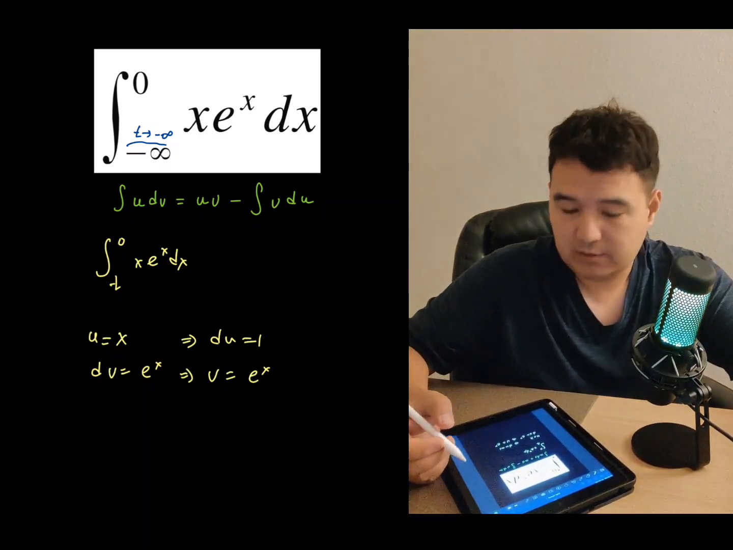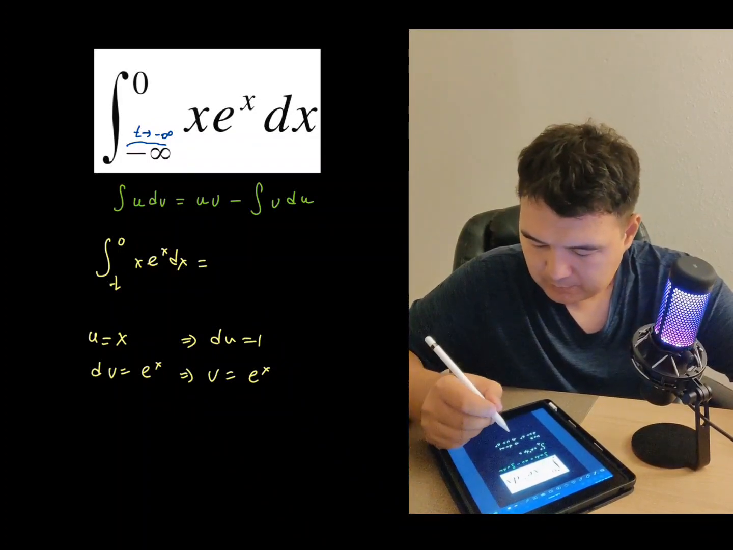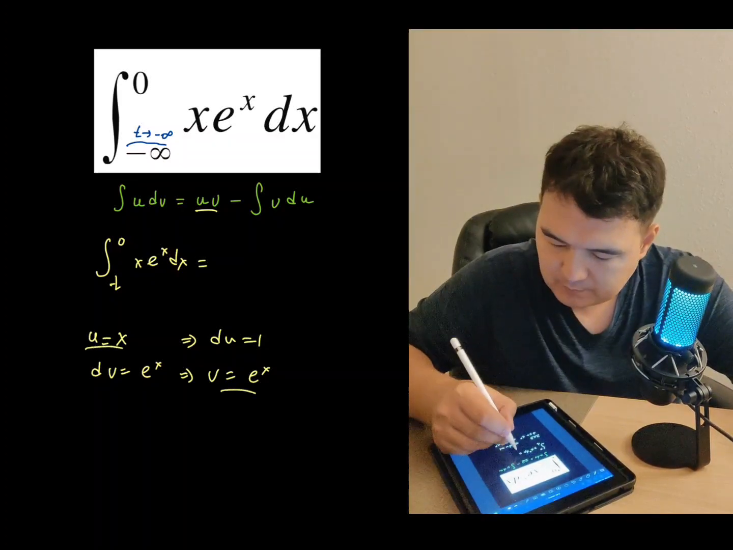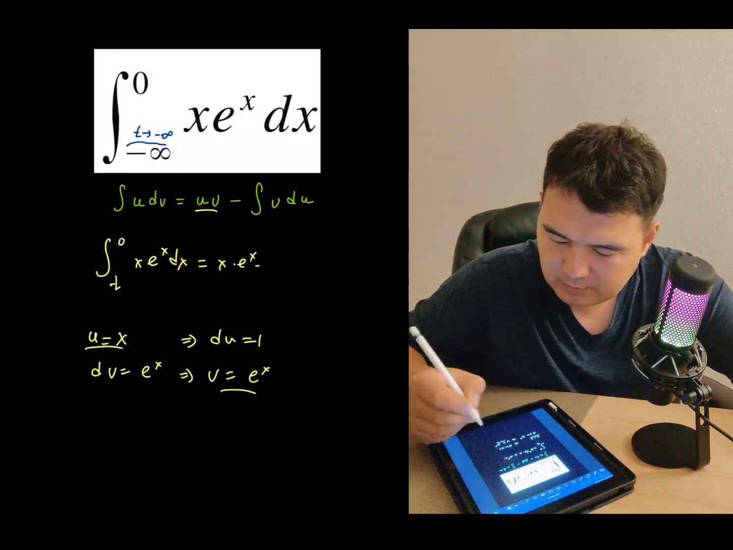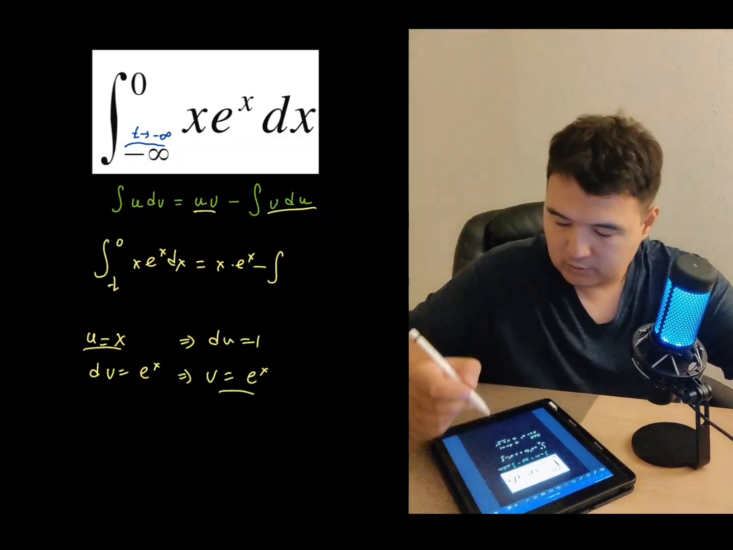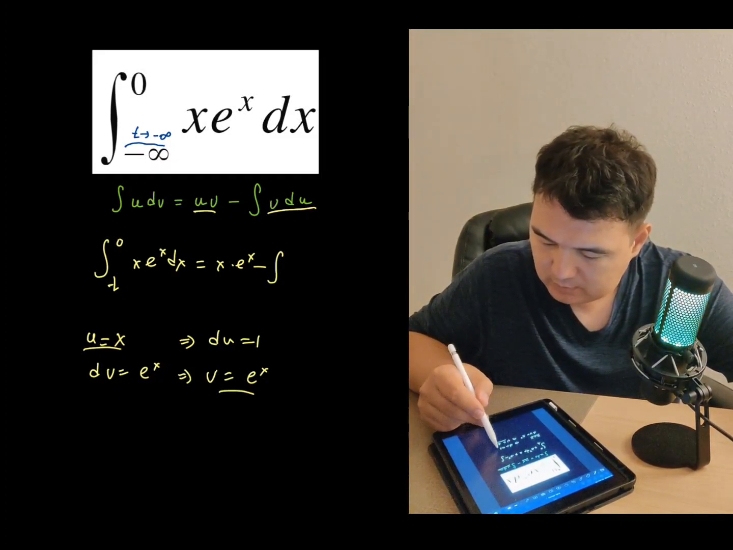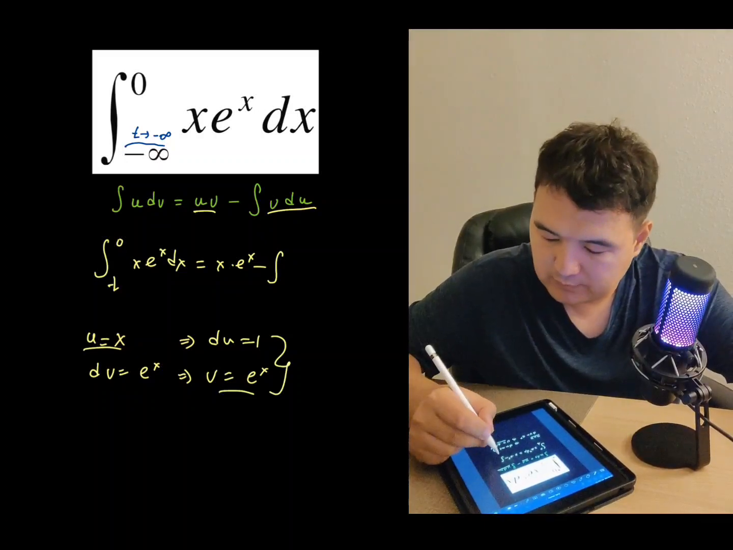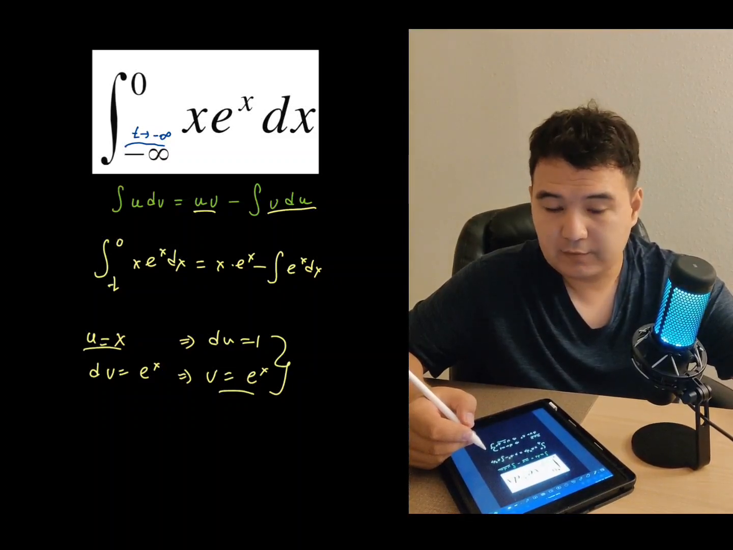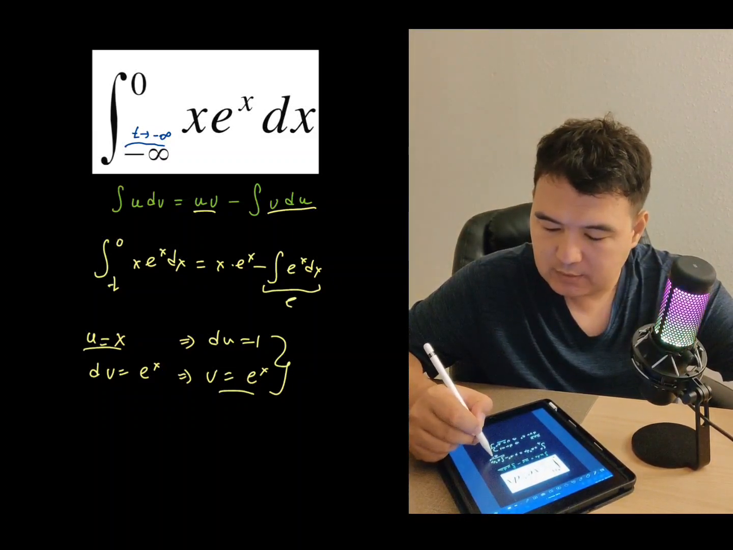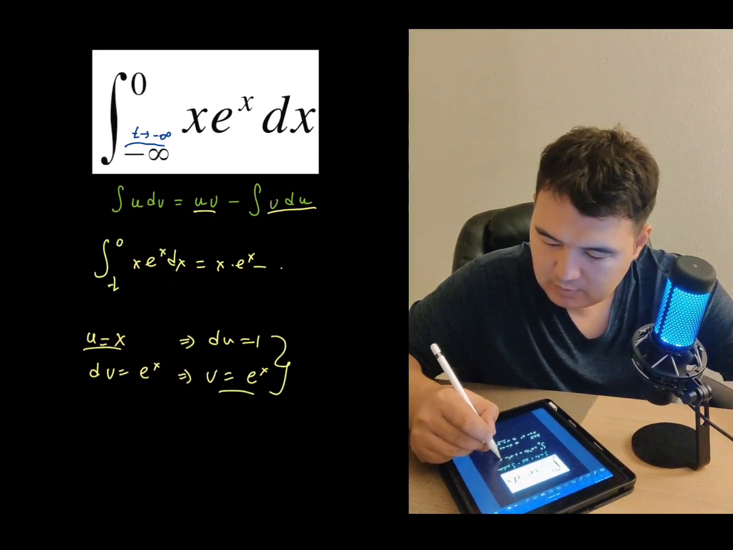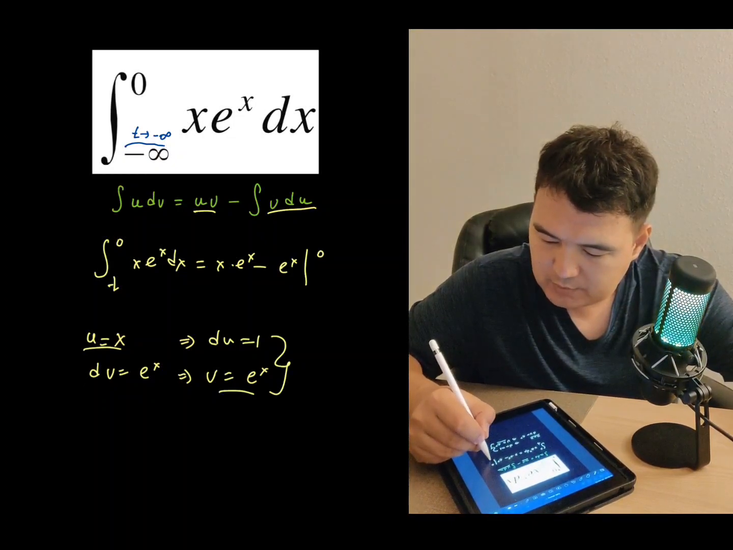If I plug it into the integration by parts formula, first I have to multiply u and v, that's x times e^x, minus the integral of v du. I have to multiply v by du, so v is e^x, du is 1, so that's basically the integral of e^x. Integrating e^x is very straightforward. The integral of e^x is e^x, so I'm going to replace that with e^x immediately. That is an integral from 0 to t.